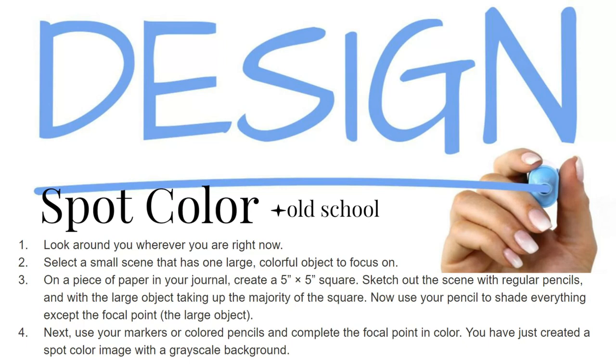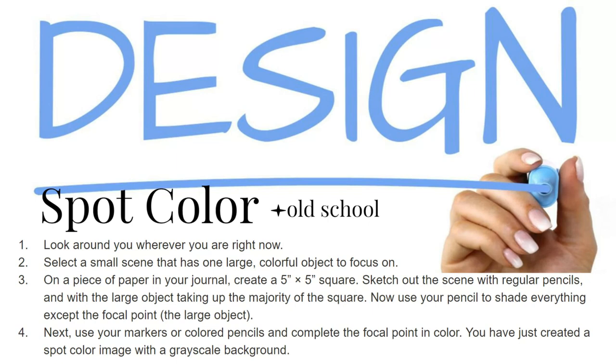However, I'm going to provide some tutorials for you to show you how to shade correctly if you decide to draw. So going old school with this assignment, you are going to look around you, wherever you're sitting right now. You're going to select a scene, and in your journal, you're going to draw a 5x5 square and then draw the scene. Your main focal point, the largest image, will take up most of your square, and then everything else will be smaller around it.